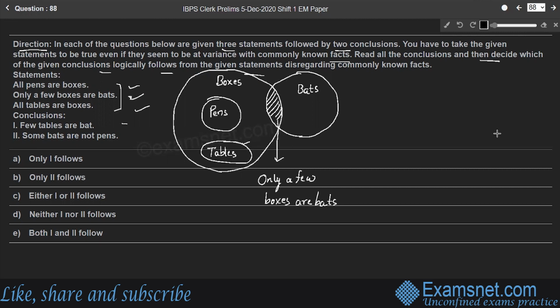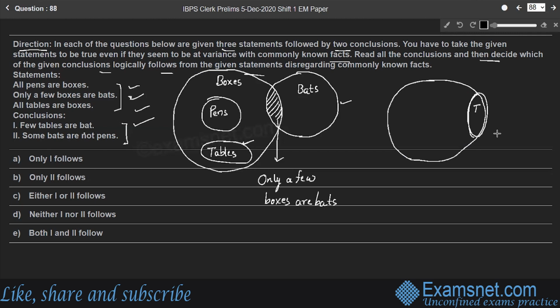Come to the conclusion part. Here, conclusion 1: few tables are bat. So there is a set of bat here, tables is here. There is no relationship between bats and tables. But we cannot directly conclude few tables are bat. So here few tables can be bat, few tables cannot be bat. Because if the tables portion is included here.